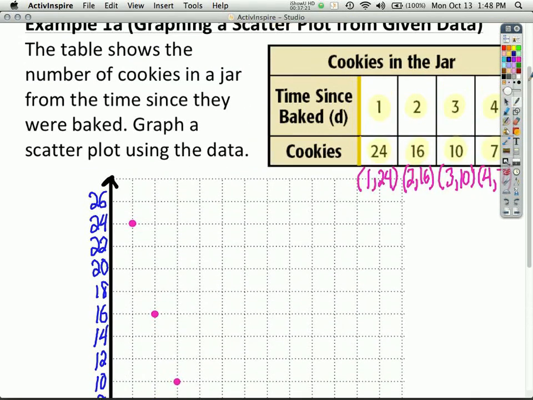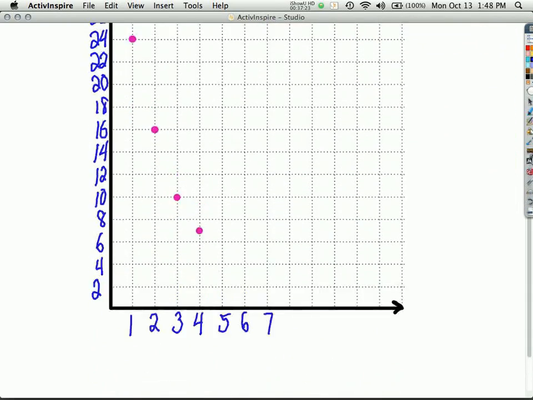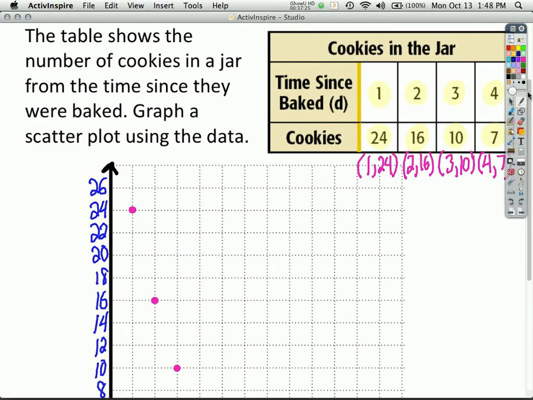Does anyone have any questions on how we put together the scatter plot? How we got these ordered pairs, why we went by twos, anything at all?